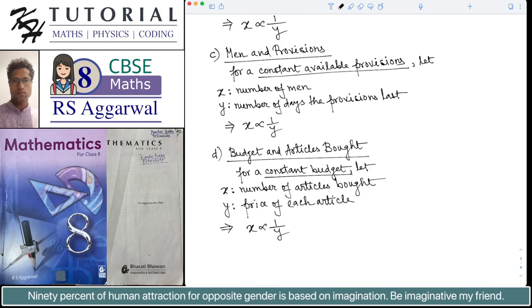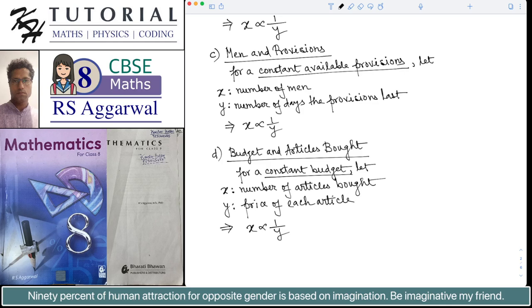So if some person has a budget and he or she is purchasing some articles. Now if the budget is kept constant, that is, the person has a fixed amount of money that he can use to purchase some articles, then if we consider the quantity x to be the number of articles bought and the quantity y to be the price of each article, then obviously the quantity x and y will be in inverse variation, because the budget is constant.